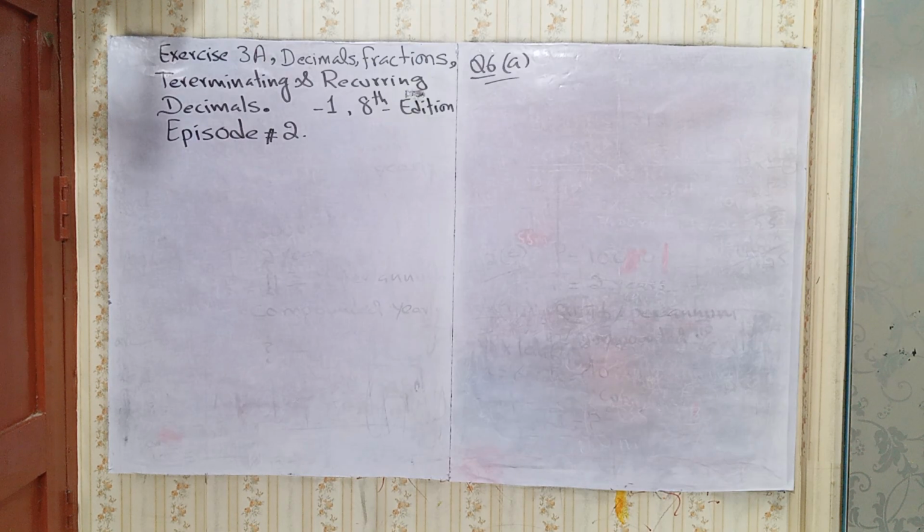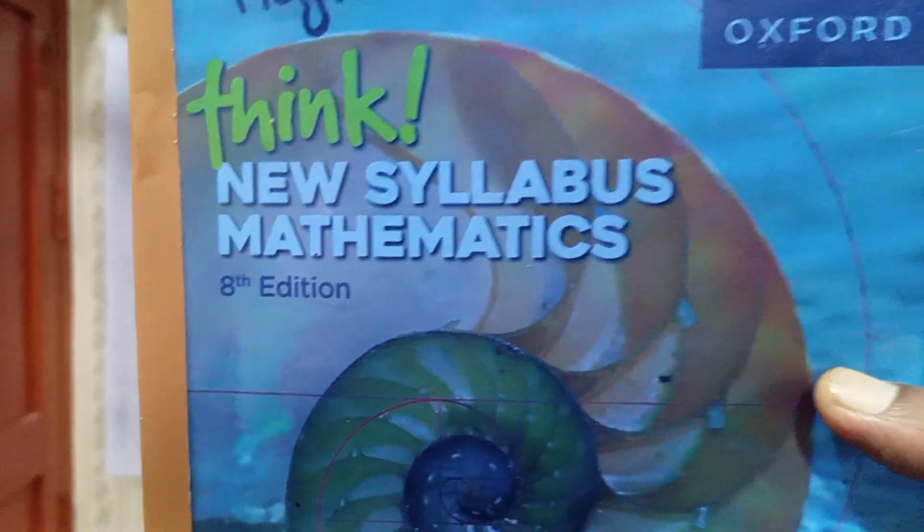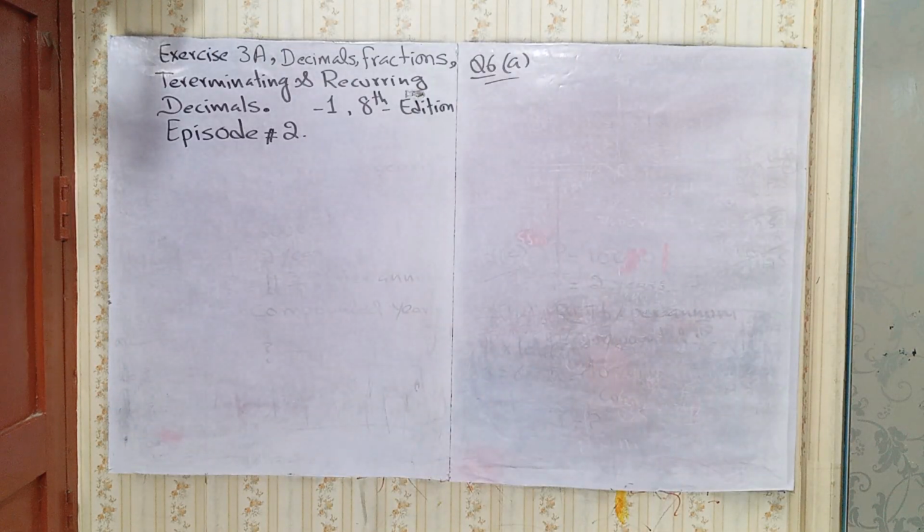For this purpose, we are using a book. The name of the book is Think New Syllabus Mathematics 8th edition. It's book one we are using. In this book, chapter number 3 is related to recurring decimal fractions, and this is the new topic which has been added into the syllabus, and this is our second episode on this topic.